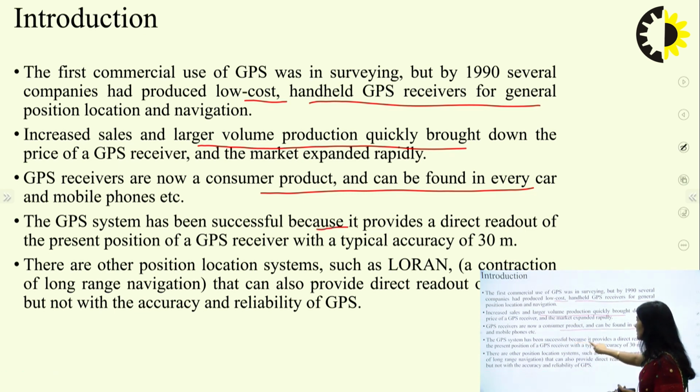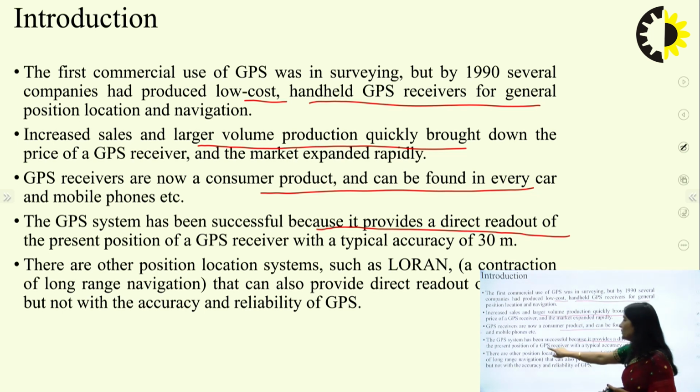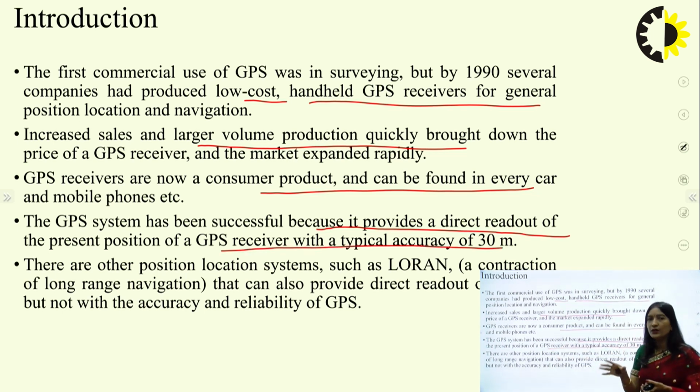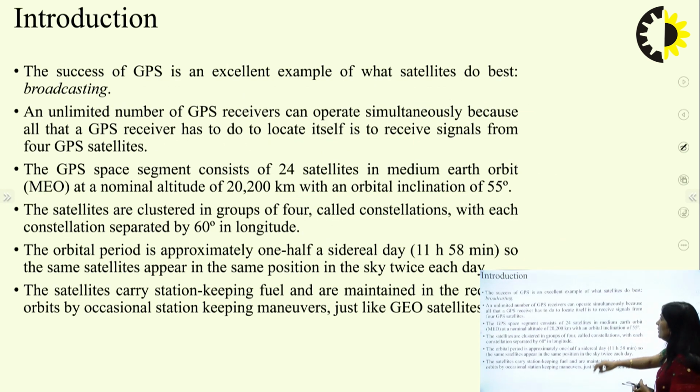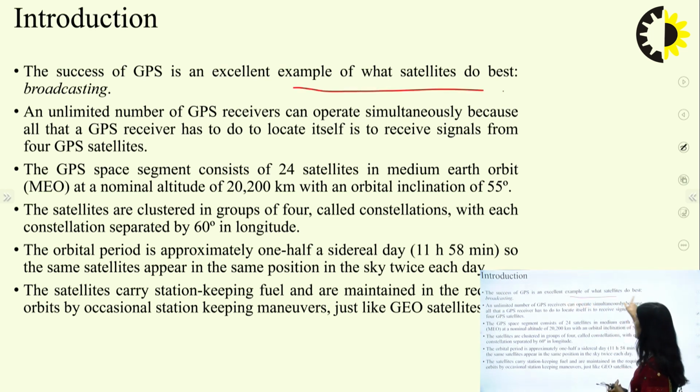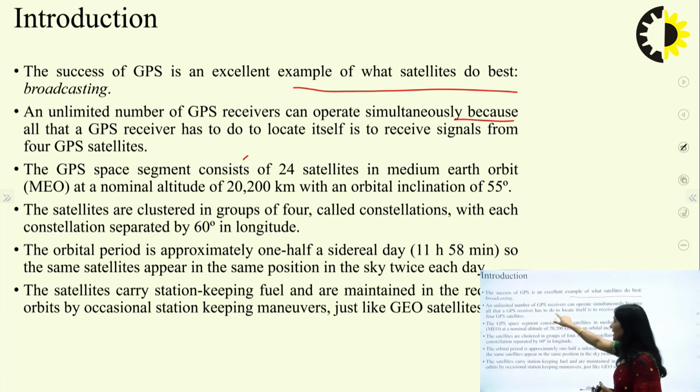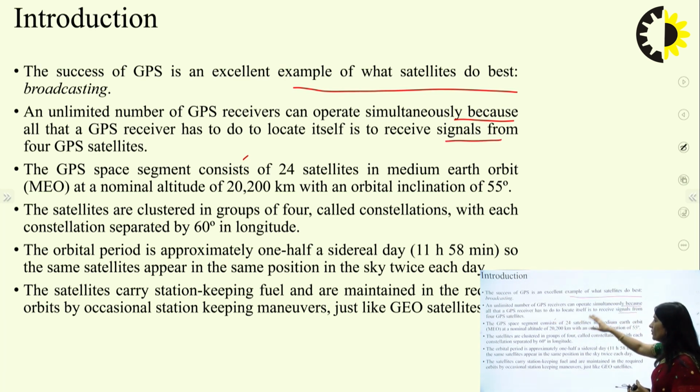This system has been successful because it provided direct readout of the present position of a GPS receiver with a typical accuracy of 30 meters. So for civilian purpose the accuracy is 30 meters, and for military or defense purpose it is 3 meters. There are other position location systems available, but GPS is the main application that we use for navigation. The success of GPS is an excellent example of what satellites do best, which is broadcasting. An unlimited number of GPS receivers can operate simultaneously because all a GPS receiver has to do to locate itself is receive signals from the GPS satellites.